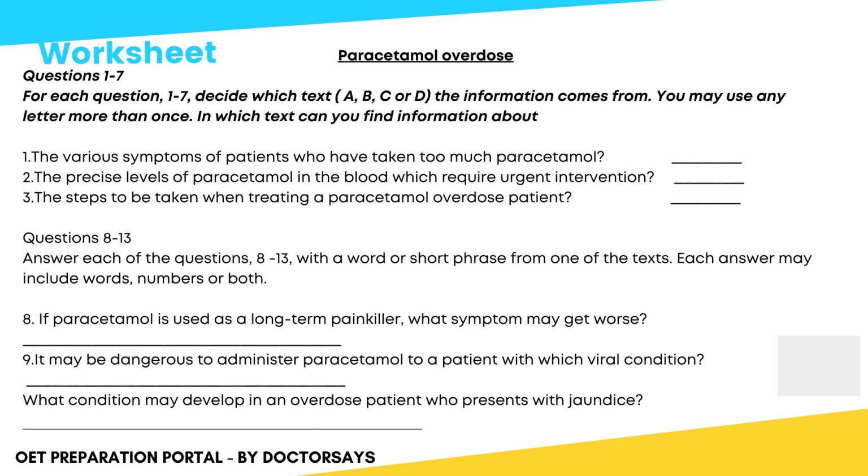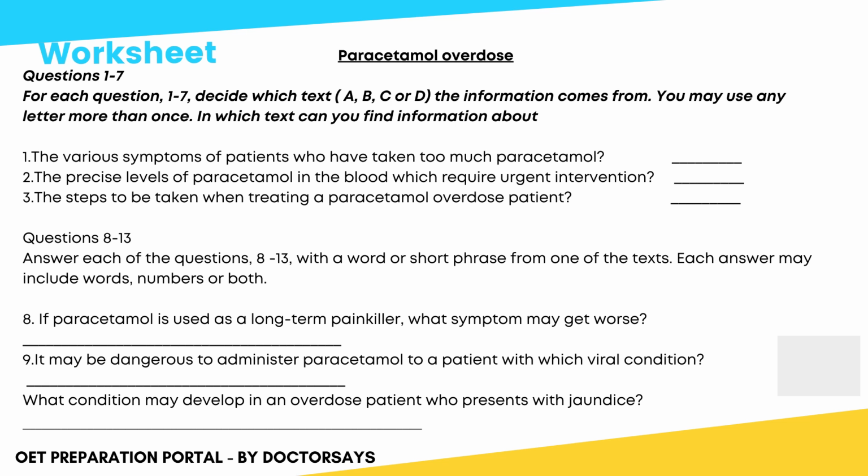So in which text can you find information about question number 1, the various symptoms of patients who have taken too much paracetamol. In which text box A, B, C or D is this mentioned? The various symptoms. Now we need to look for the symptoms where there is paracetamol overdose, and what are the symptoms the patient is having when there is an overdose of the paracetamol. So we need to focus on the symptoms. We need to find the symptoms when we go through the text boxes.